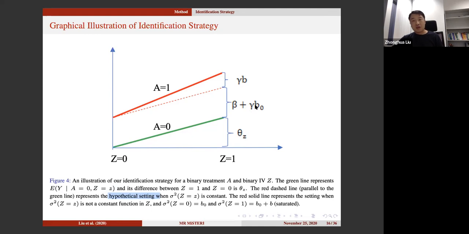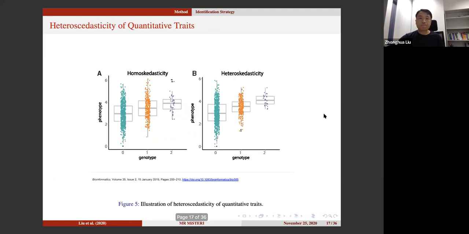You cannot tease them apart. You need heteroscedasticity of the outcome. So if this sigma z is not a constant, that means this b is not 0. Then you can estimate gamma and beta. So we want this solid red line. We don't want this dashed red line. If you have the dashed red line, you cannot identify the causal effect beta. You cannot identify gamma.